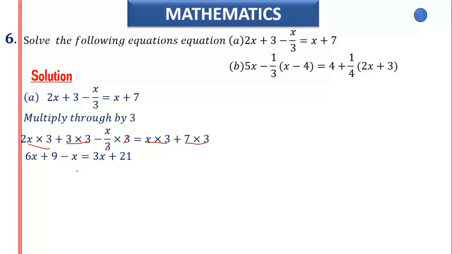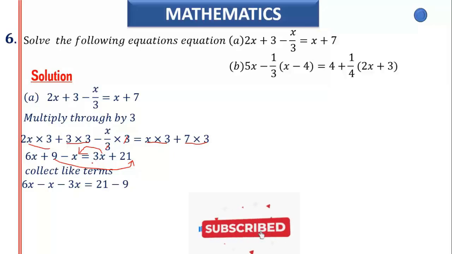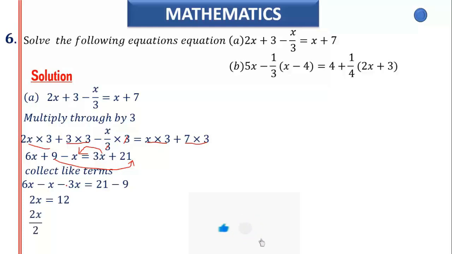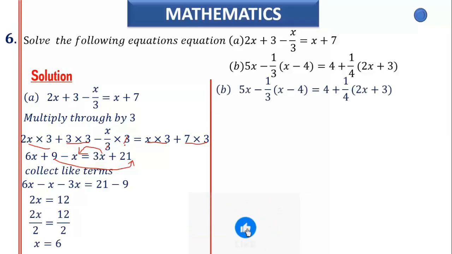So from what you have here, you can just collect your like terms. So if you collect like terms, that means you have a 6x minus x minus 3x, while 9 moves to the other side. Yes, it moves to the other side. 3x comes to this side. So when you get to this side, you know that the sign will change too. Okay, so the positive there will change to negative. So from there we can say we have 2x equals 12 and our x equals 6.